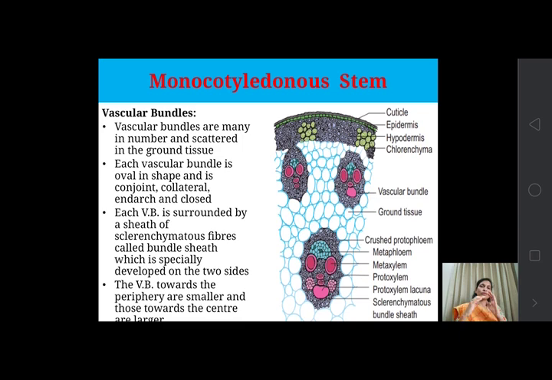Okay, so that's why they are conjoint collateral. But the main difference between the stem of a dicotyledon and the stem of a monocotyledon is that the vascular bundles are closed type in the monocotyledonous stem. Why is it closed? Because there is no cambium or meristematic tissue, as there is no secondary growth in the monocotyledonous stem. So the diameter of the stem will not increase.